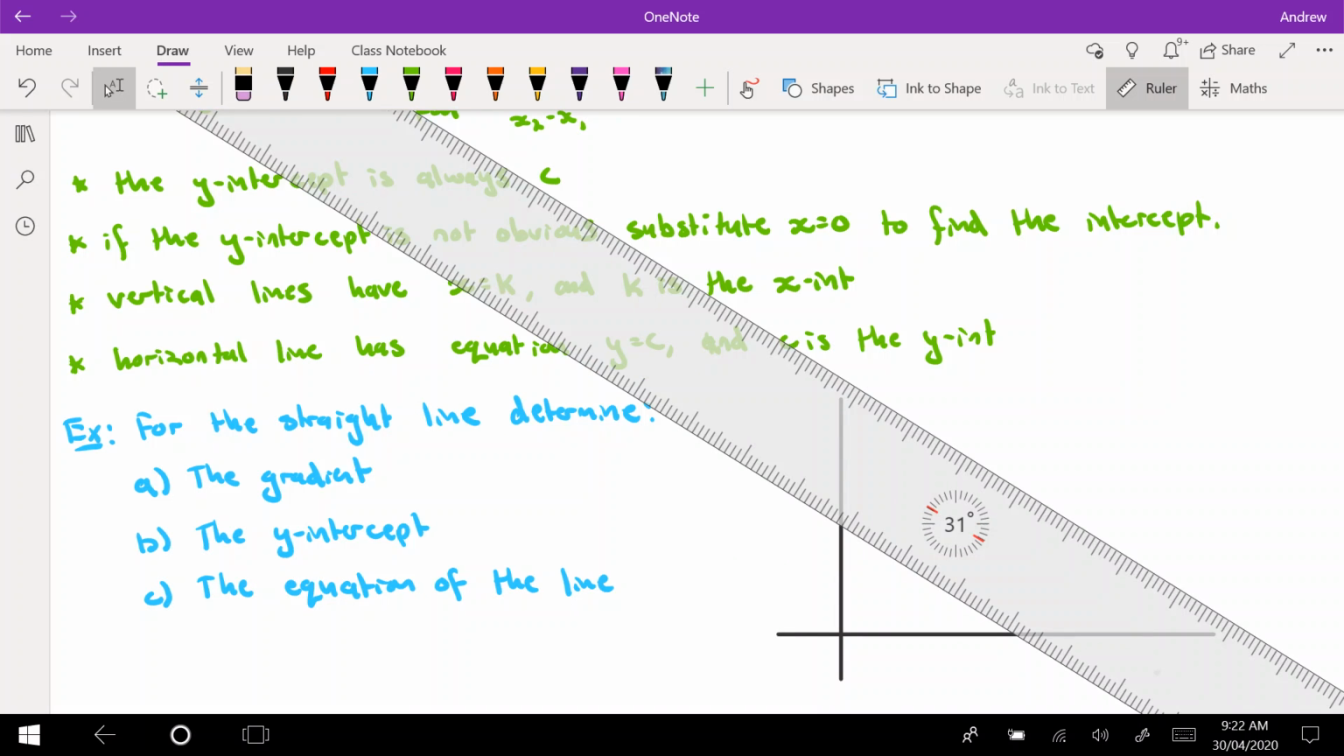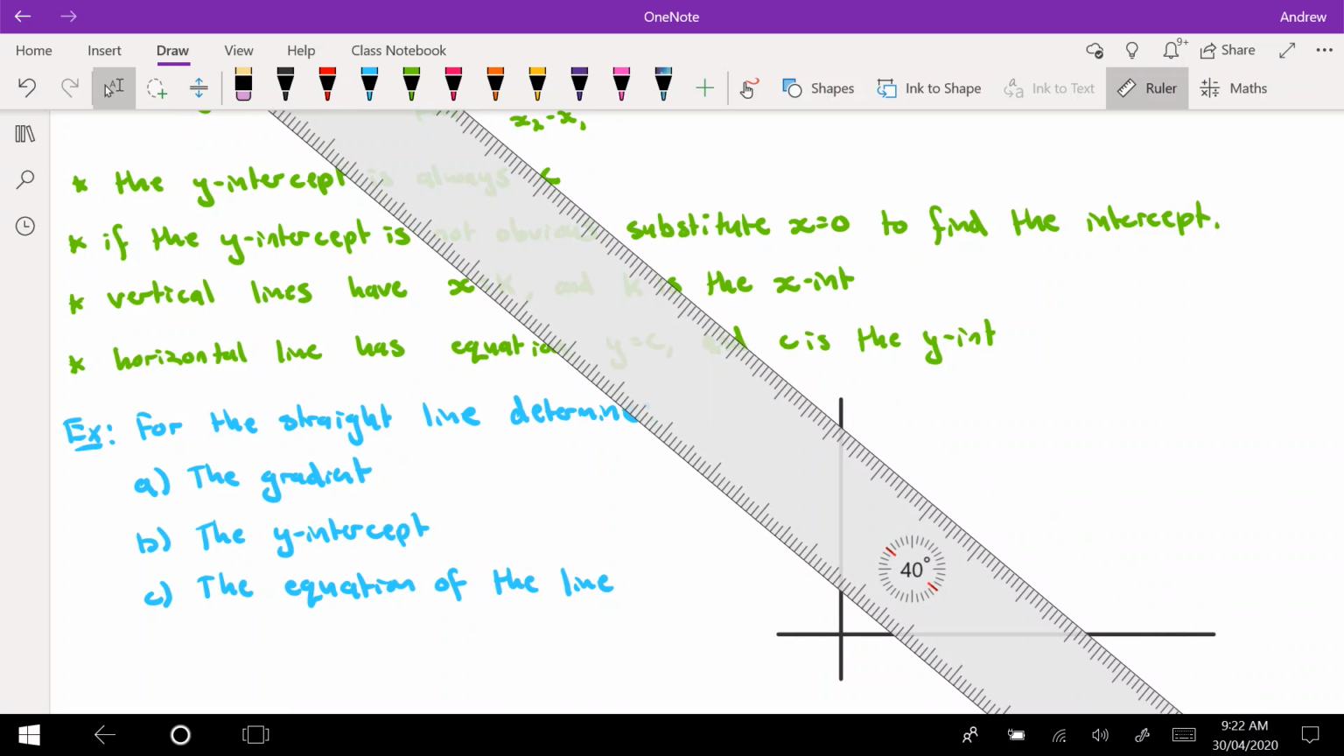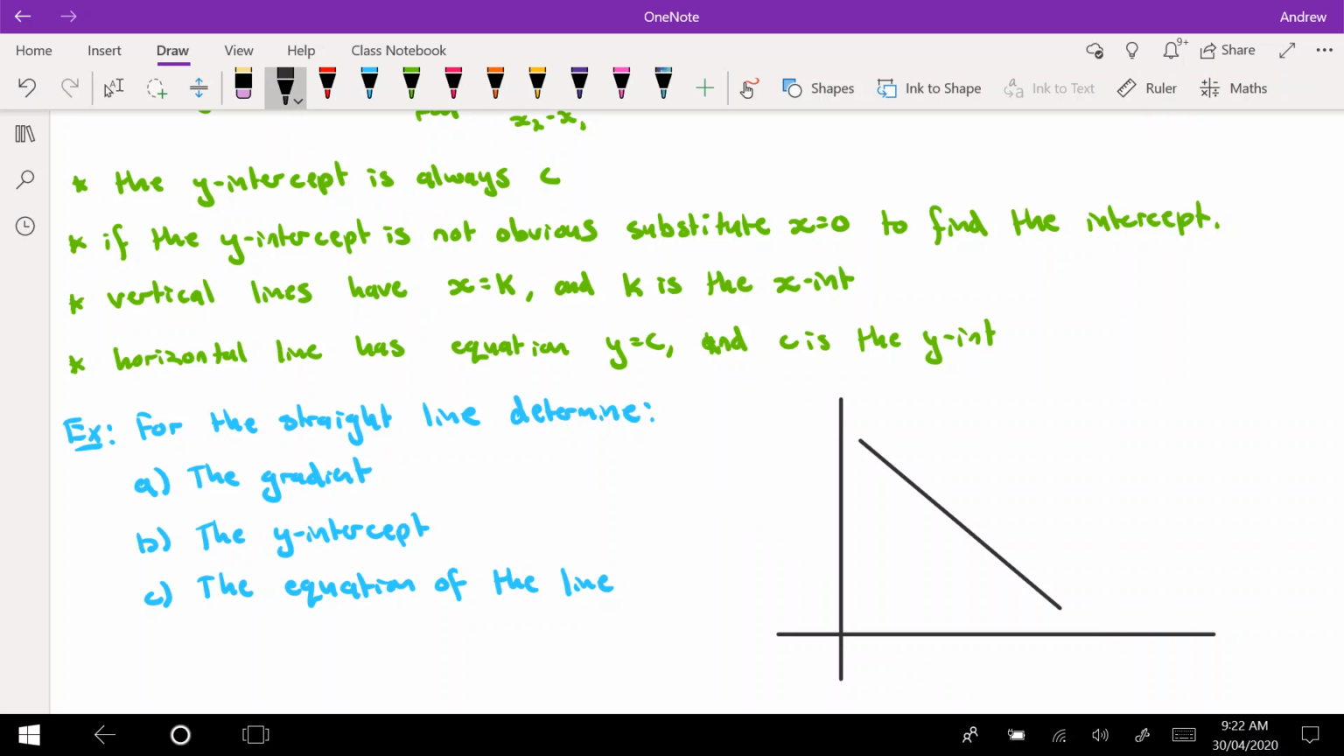And then it's going to look something like that. And then I'm going to have a point here, and I'm going to have a point here. Now, this obviously isn't to scale, so please don't... But they're my 2 points, and I need to find the gradient of the line, I need to find the y-intercept of the line, and then I need to find the equation of the line.